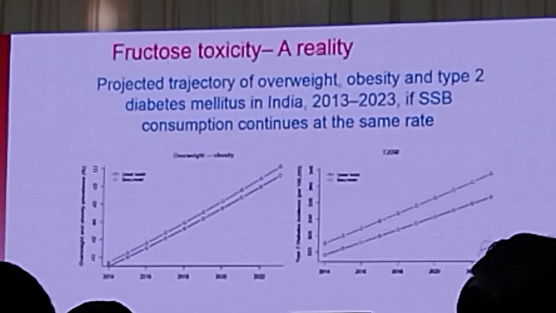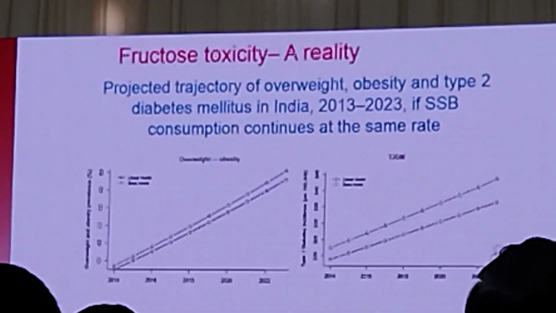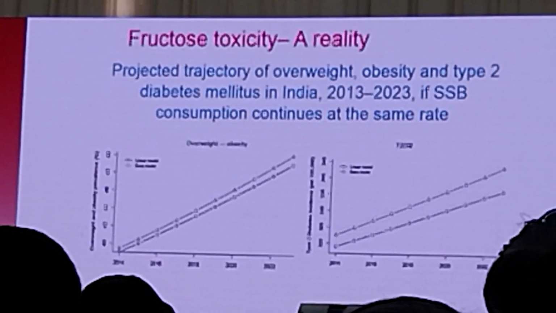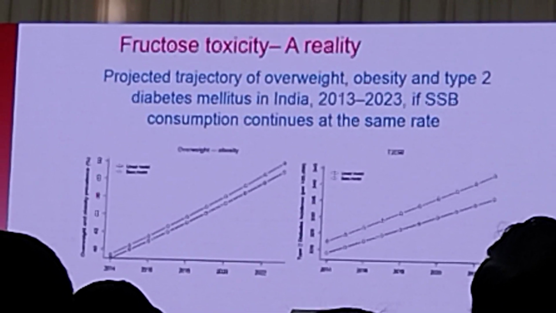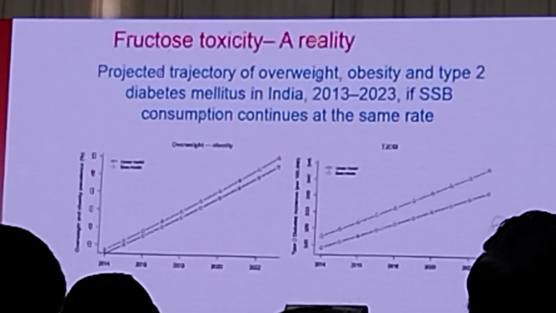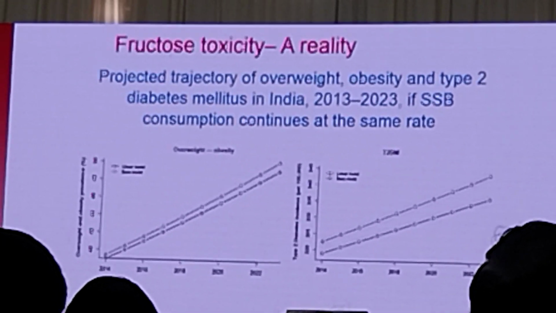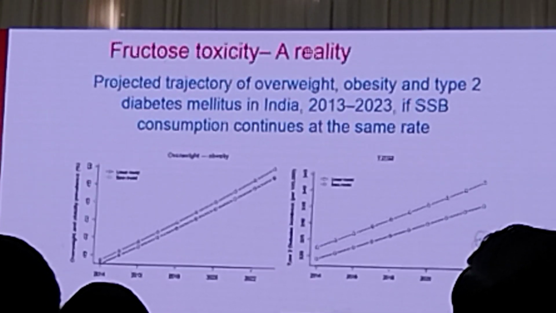Now if you see this fructose toxicity, this is the Indian data from 2013 to 2023. In 2014, there were about 22 to 28% obesity per 100,000 in India. By 2022, you will get more than 55 to 60% obesity and overweight in India. That means every alternate person is obese in India.